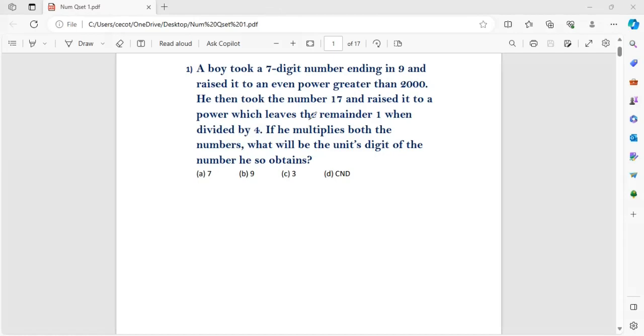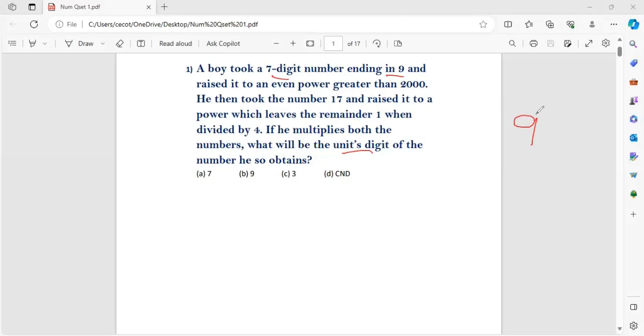Let's start. Question number 1. It's based on a previous place and model question. So here you're asked to find the unit digit, okay? Unit digit of what? Let's check. So there is a 7-digit number ending in 9, perfect. It is raised to an even power, greater than 2000.